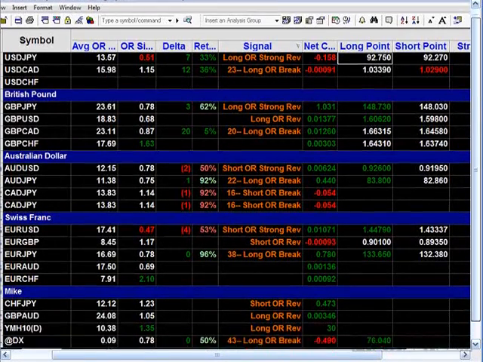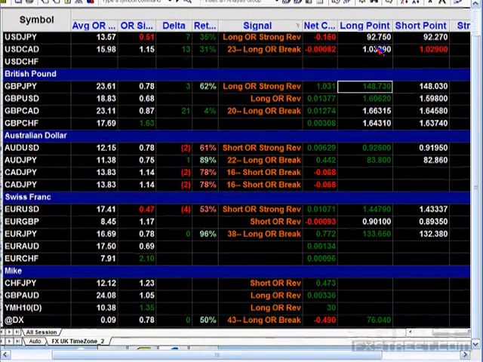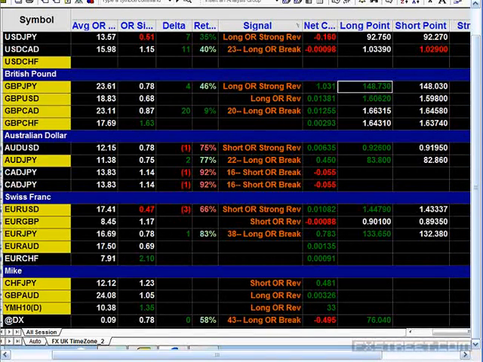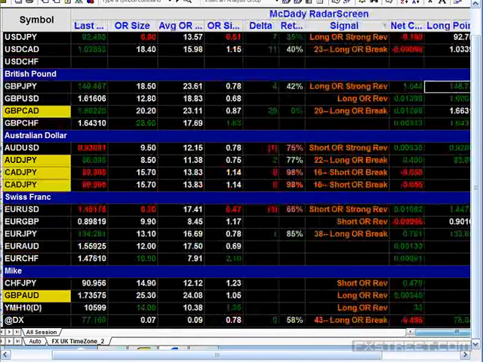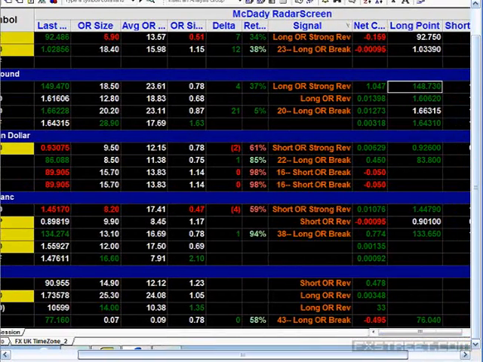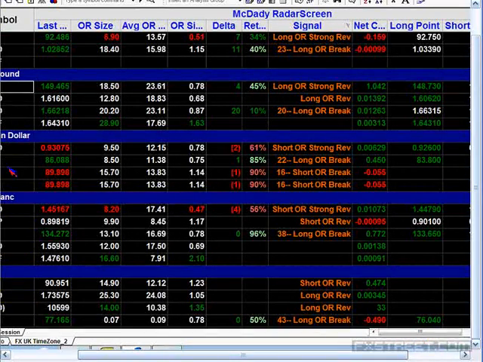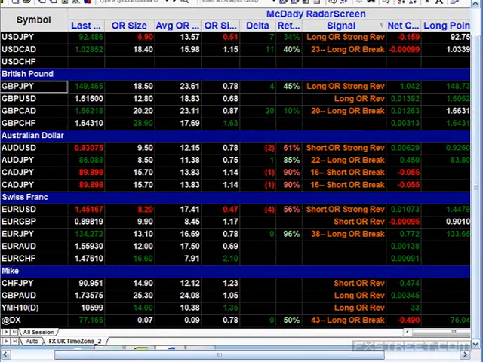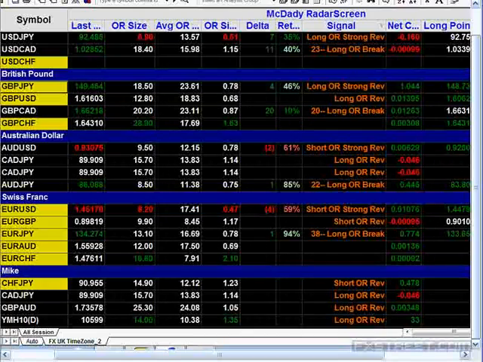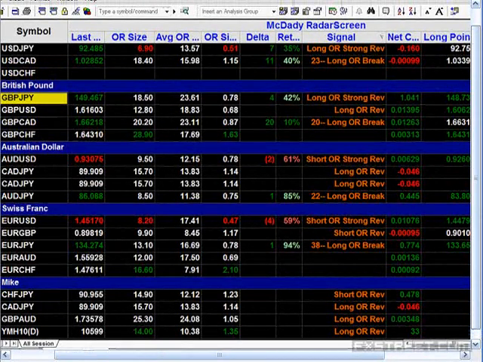I'm repeating it. The long point means, if you look here, let's take the pound yen. The pound yen, the long point is 148.73. We did our homework yesterday, and this was the point we are going to buy the pound yen at, 148.73. Yesterday the price was below 148.73. In the overnight, it started to come up, and it traded above the 148.73. So as soon as it gets above my long point, now I want to be a buyer.